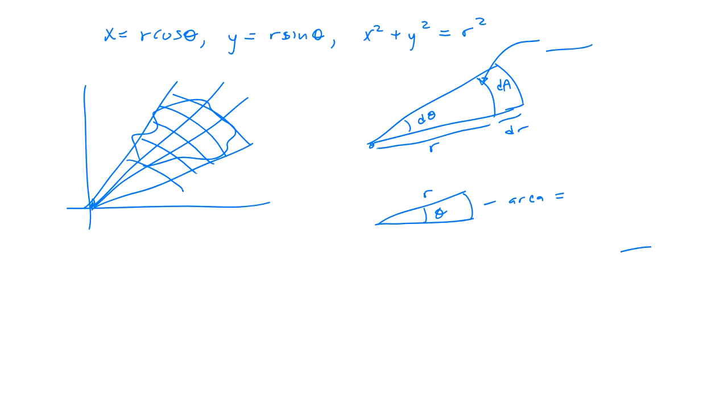Yes, so notice the 2 pi's cancel. So in this case, the area is r theta. This assumes that we're in radians. And so here it would be r times d theta.